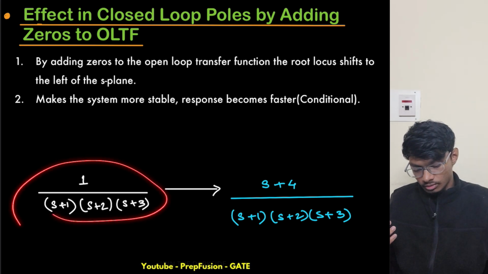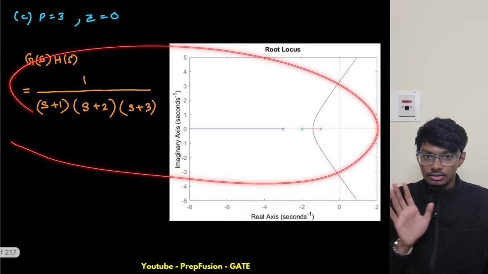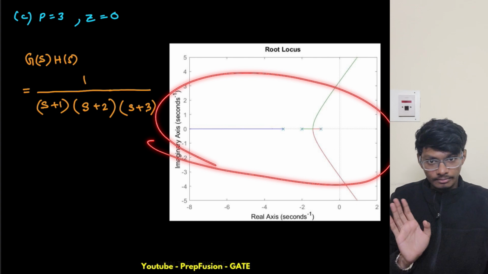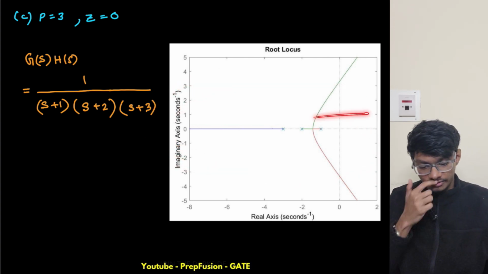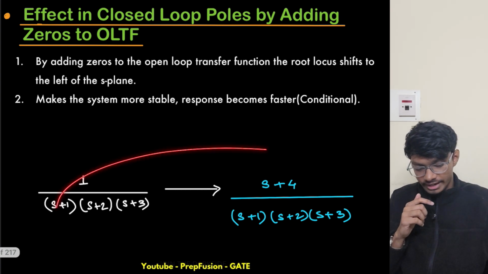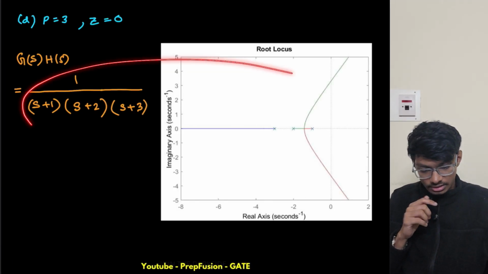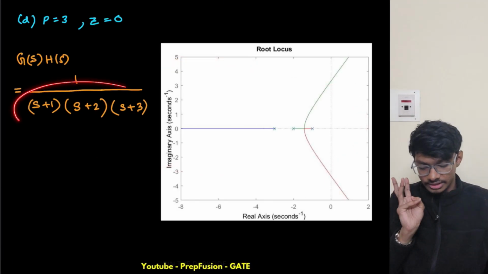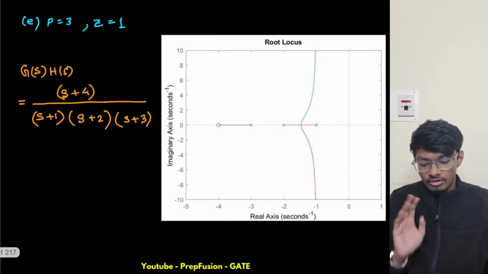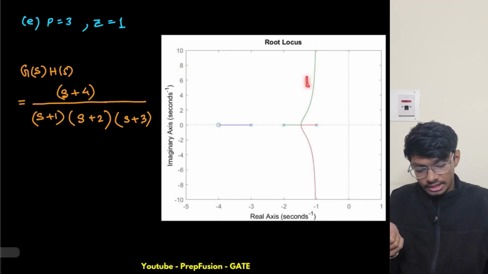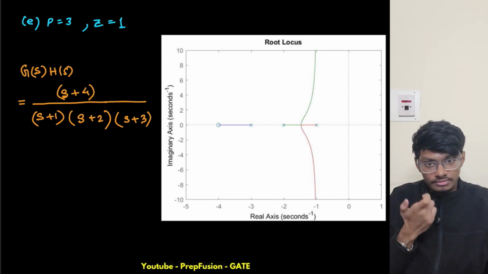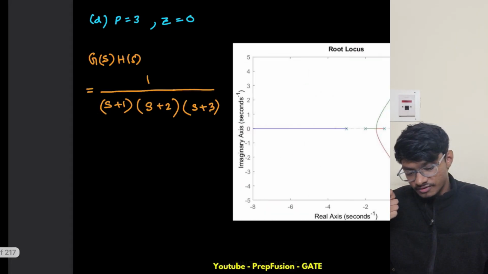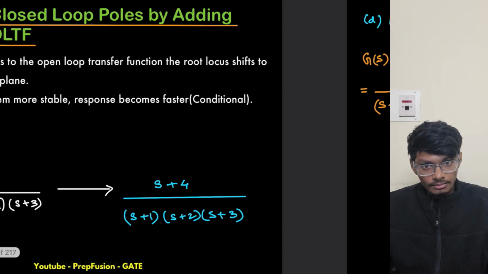So I have this transfer function, this last one. By adding two poles I got to here. Now I want to increase the stability. If I add a zero, what will happen? This is the previous case where I had 3 poles and no zeros. Now if I add a zero, what do I see? For all values my system becomes stable, right? And the response becomes faster.